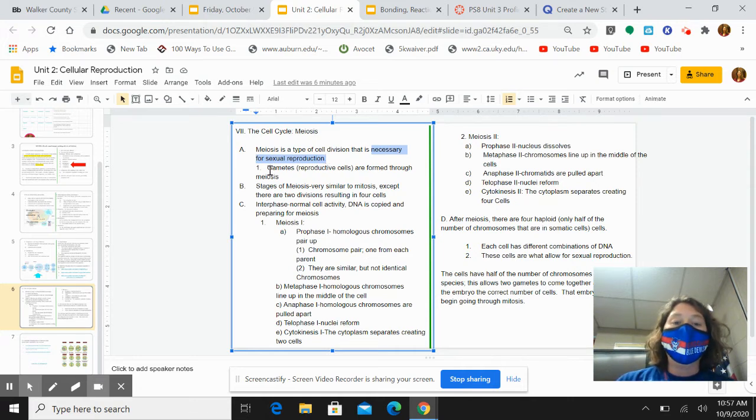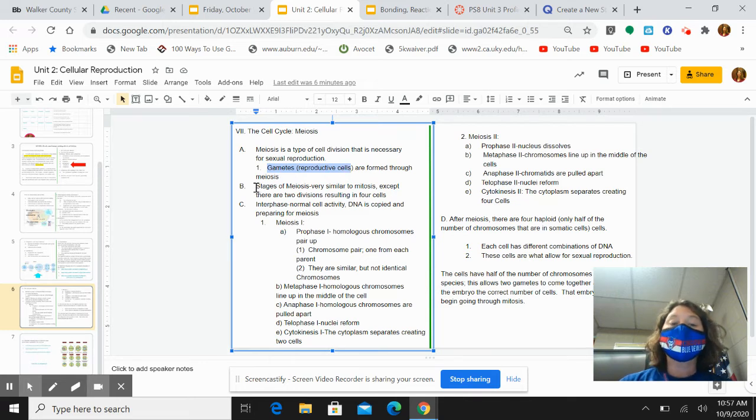Okay, number 1, gametes. Highlight gametes and reproductive cells. You need to know that the term gamete means a reproductive cell. So the purpose of meiosis is to create gametes, create those cells whose specific purpose is reproduction.